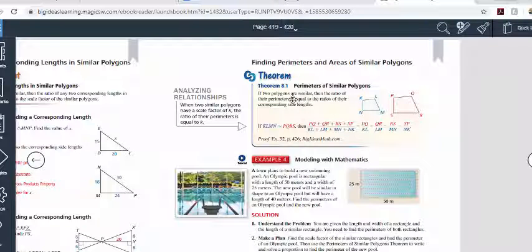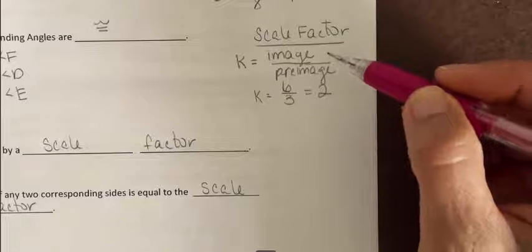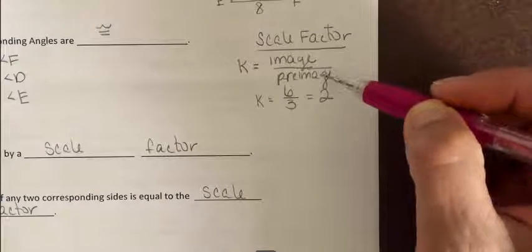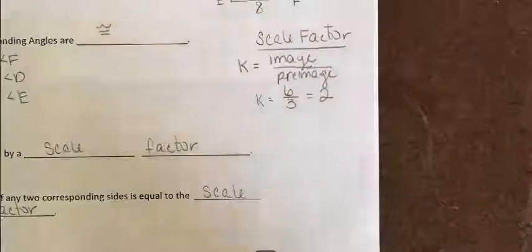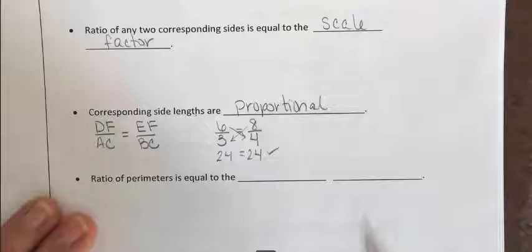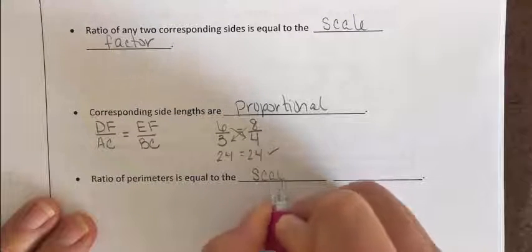Okay, here we go. So starting with the ratio of the perimeters, if two polygons are similar, then the ratio of their perimeters is equal to the ratio of their corresponding side lengths. Okay, so it's basically corresponding side lengths give us our scale factor, right? A ratio of the side lengths is image over pre-image. Or like we did here, the big over the small gave us 2. So we can say then that the ratios of perimeters is going to also equal the scale factor.